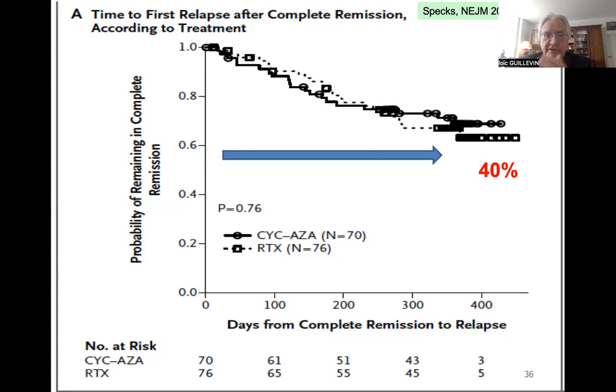And for my group and other colleagues, it is not acceptable. And it is why now we really recommend to give a maintenance treatment to patients and not to stop after 4 rituximab for induction and to wait for the relapse.